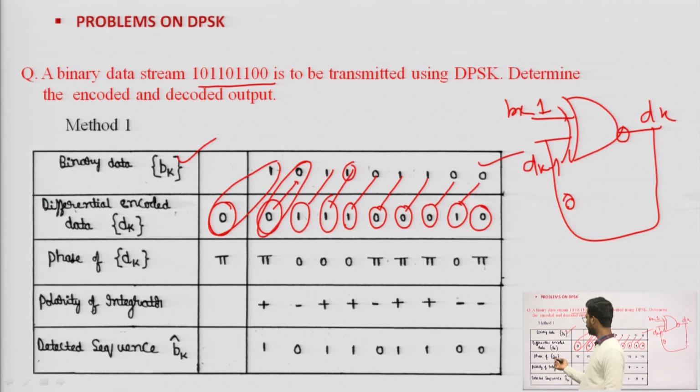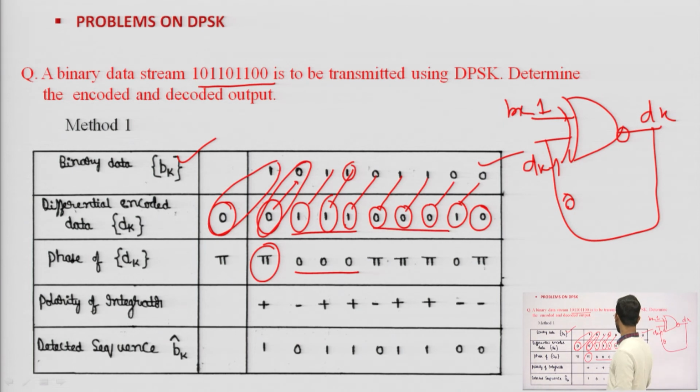So how will we calculate the phase? For 0 the phase is pi, for 1 the phase is 0, and for 0 again the phase is pi, and so on and so forth. Then there is the polarity of the integrator. For pi to pi, the polarity is plus; pi to 0, this is minus; again 0 to 0, this is plus; 0 to 0 plus; 0 to pi, this is minus; pi to pi plus; again pi to pi plus; pi to 0, the polarity is changing, minus; again 0 to pi, this is minus.